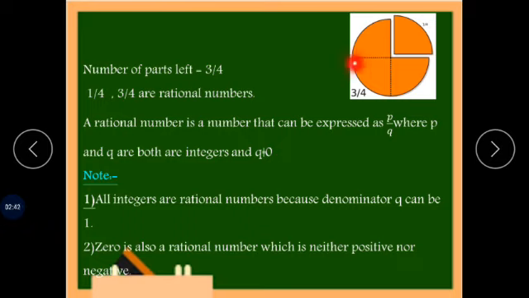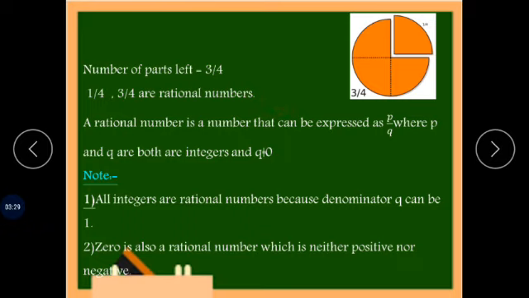Children, here you can observe this circle. This circle I have made into how many parts? 4 parts. So the number of parts is 4, and here one part I have removed, I have cut. So if I ask the number of parts left is equal to how many? So here 3 upon 4, and how many parts have I removed? So it is 1 upon 4. So here 1 upon 4 and 3 upon 4 are rational numbers.